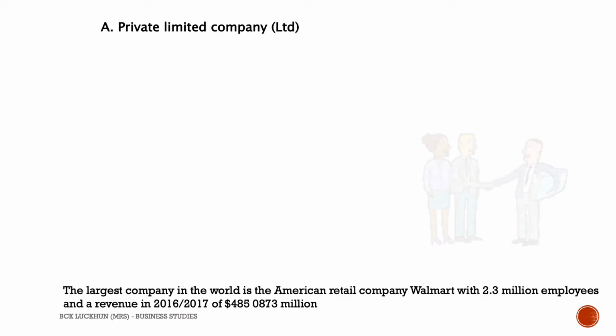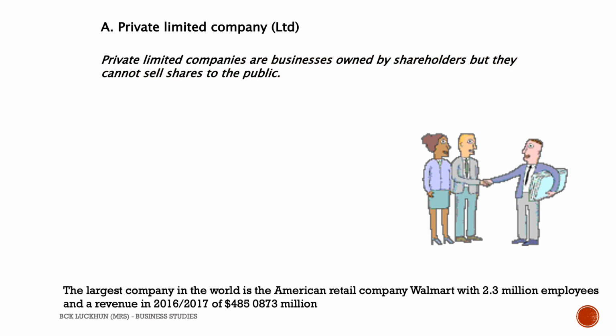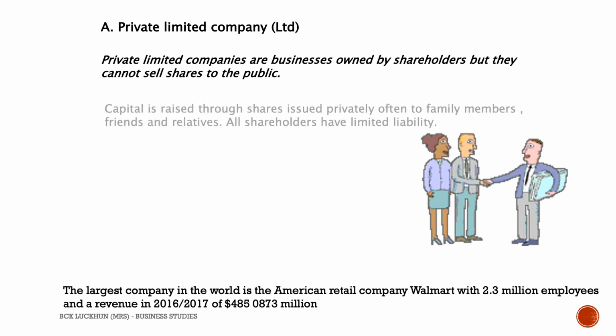Private limited company. Private limited companies are businesses owned by shareholders, but they cannot sell shares to the public. Therefore, capital is raised through shares issued privately, often to family members, friends, and relatives. All shareholders have limited liability.